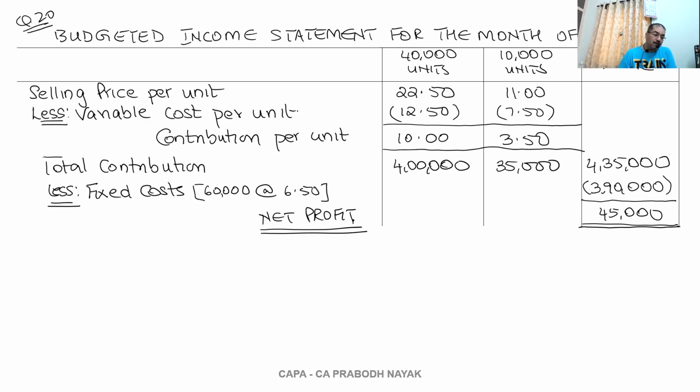Okay. Now that is the first part. Second part, they are asking us for the actual income statement under the absorption costing method for the month of April. Now in April, we did not have that special order, so we had only 40,000 units. In June, we had this special order. So let us now prepare the actual income statement for the month of April, 40,000 units.